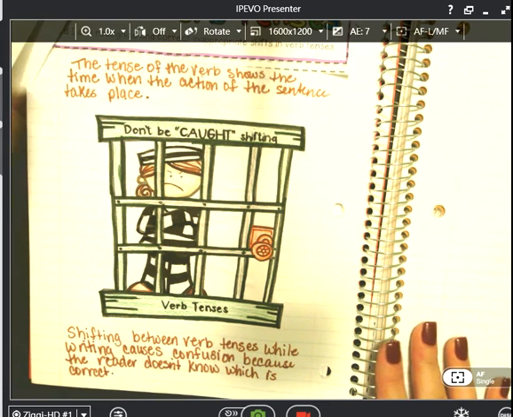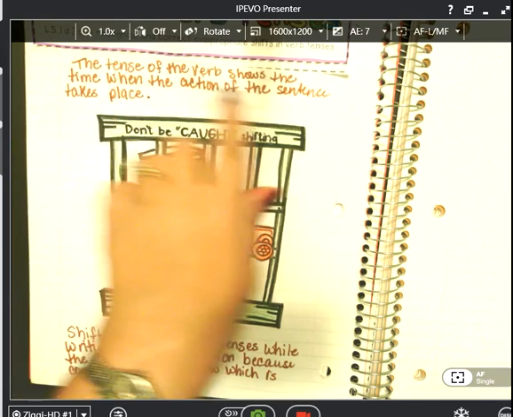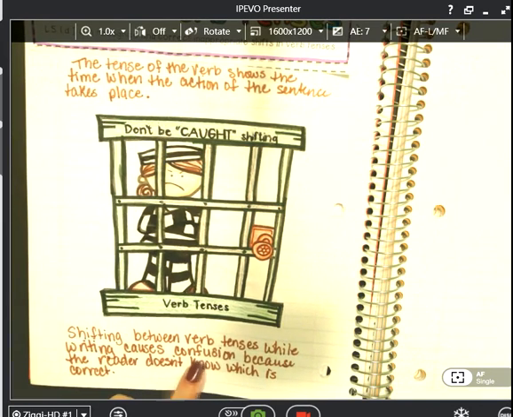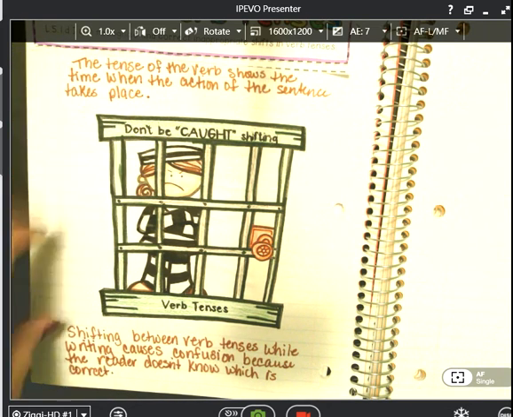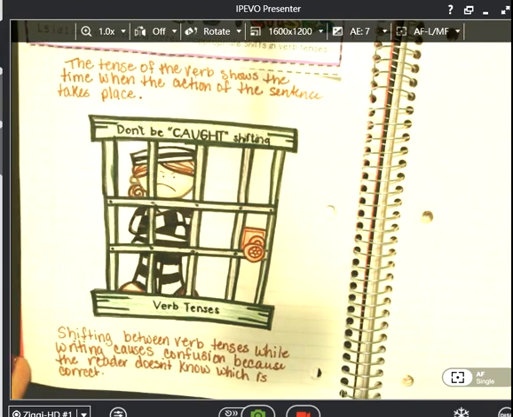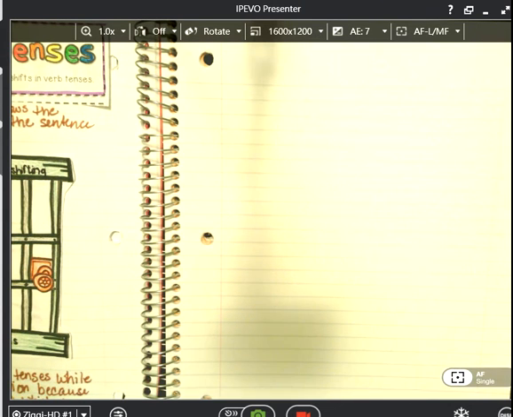Okay, so again, the tense of the verb shows the time when the action of the sentence takes place. And if you switch your tenses between present and past, or past and even future tense, things like that, it can really confuse the reader because we don't know suddenly when this action is taking place. Is it happening now? Is it happening earlier? When is this happening?